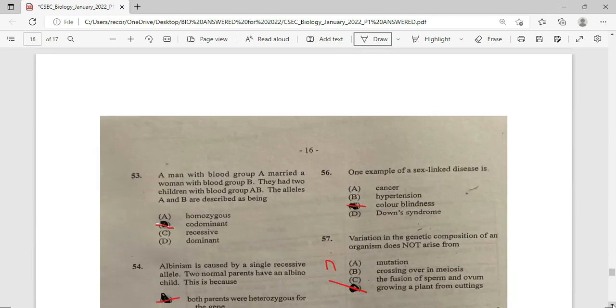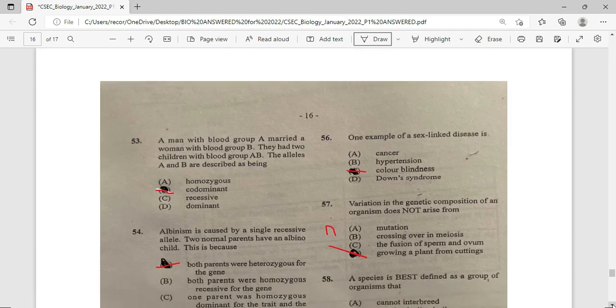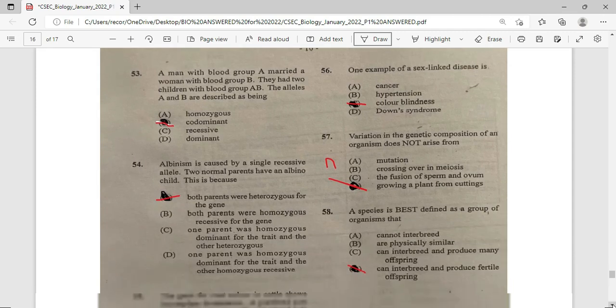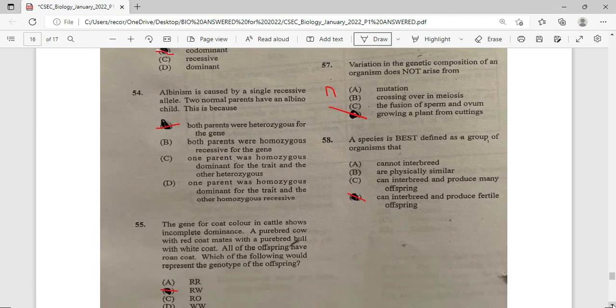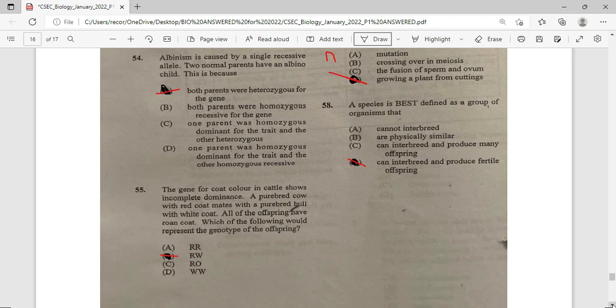53. A man with, oh, this is an old question. Your answer here is going to be B, codominant. 54 is an old question. Your answer there is going to be A. 55 is a, well, 55 is a new question, but it's pretty easy.